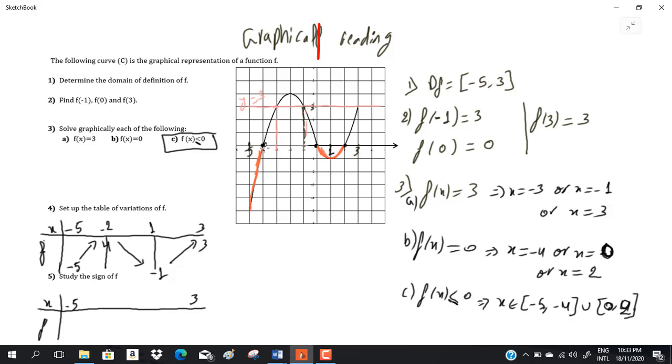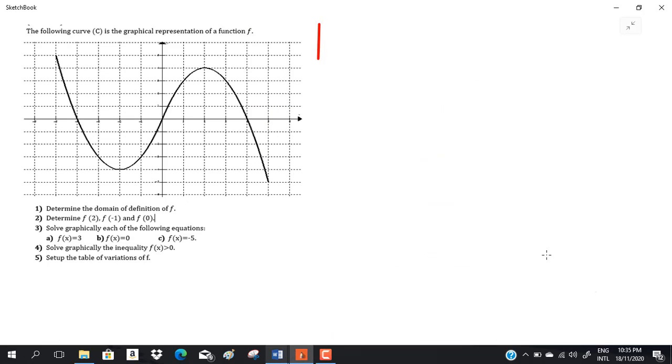From -5 till -4, the curve is below the x-axis, so it's negative. At -4, it vanishes. It cuts the x-axis, so it's 0. From -4 till 0, the curve is above the x-axis, so it's positive. From 0 till 2, the curve is also below the x-axis, so it's negative. From 2 to 3, the curve is above the x-axis, so it's positive. And that's how we study the sign of the function f.